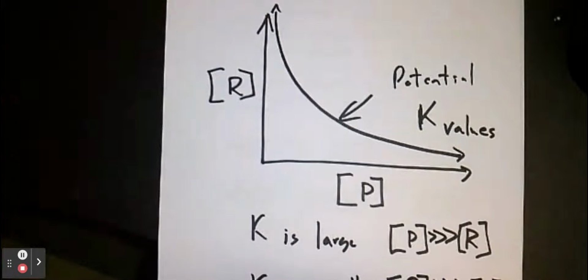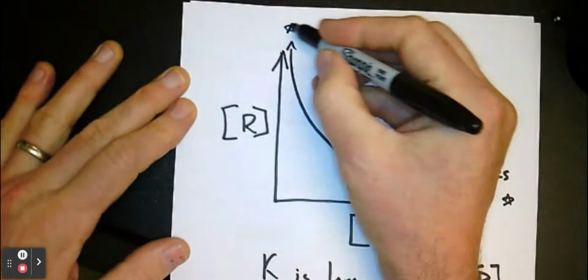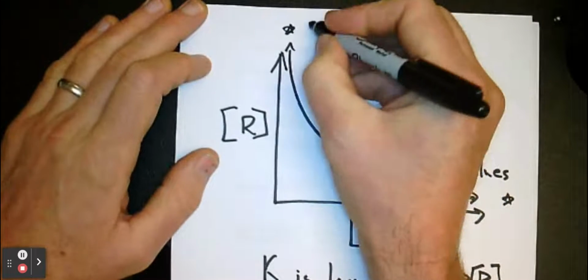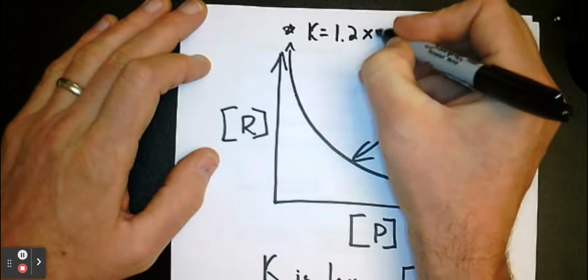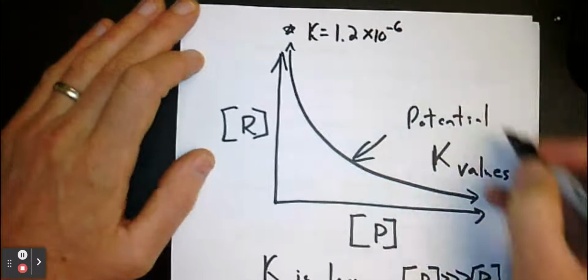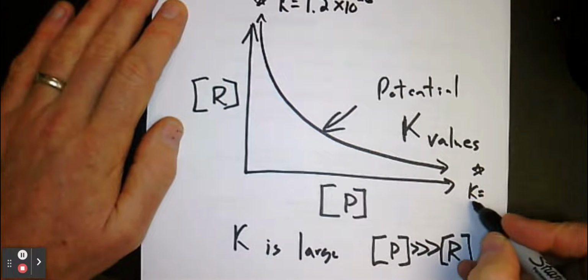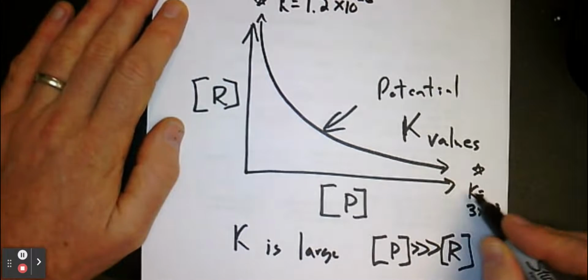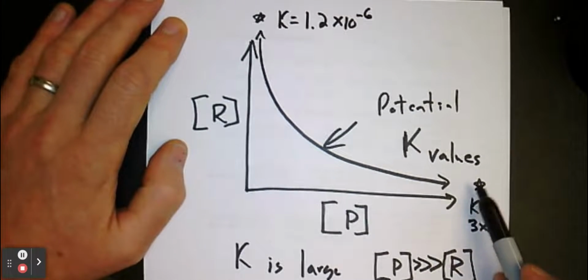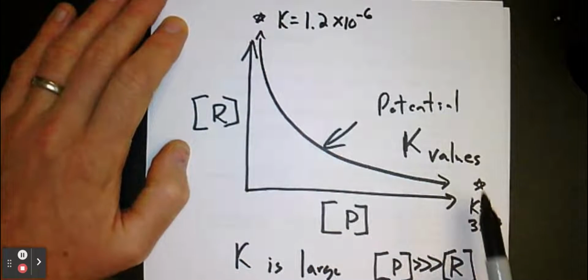So a really big K value would be all the way out here, all right? And a really small K value is going to be up here. This is K equal to like 1.2 times 10 to the negative 6. This is K equal to like 3 times 10 to the third, all right? You're going to have a lot of products and little reactants, or a lot of reactants and a little products.